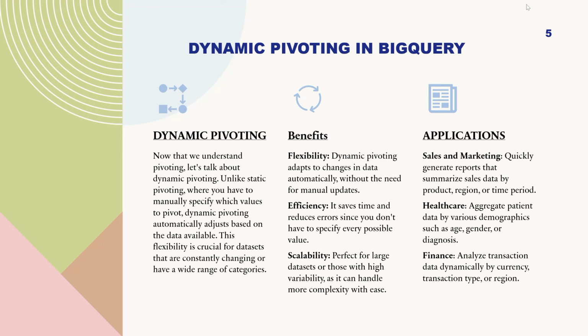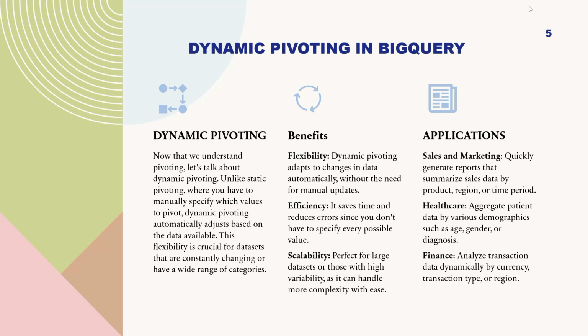So now that we have understood pivoting, let's talk about dynamic pivoting. Unlike static pivoting, where you have to manually specify which values to pivot, dynamic pivoting automatically adjusts based on the data available. This flexibility is crucial for datasets that are constantly changing or have a wide range of categories.